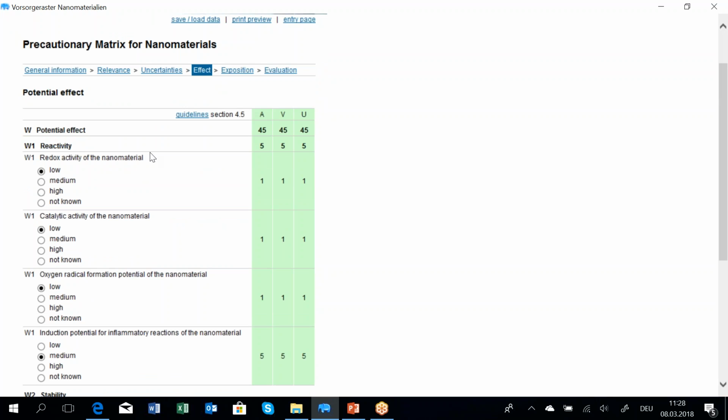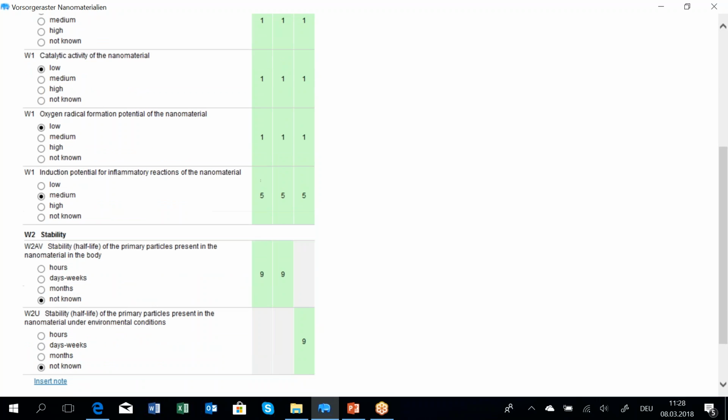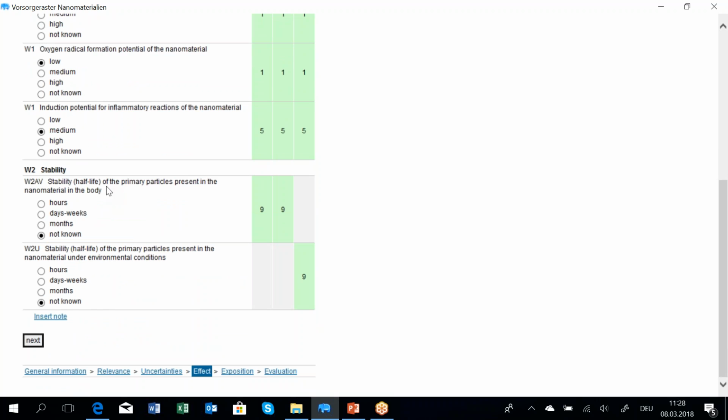Then the potential effects. This information we got out of the literature research. We have redox activity of our nanomaterial, which is low. The catalytic activity of our nanomaterial is also low. The oxygen radical formation is also low. The induction of potential for inflammatory reaction, there we have medium. And as I already said, we do not know the stability in the human body, and we do also not know the stability of the environmental conditions.